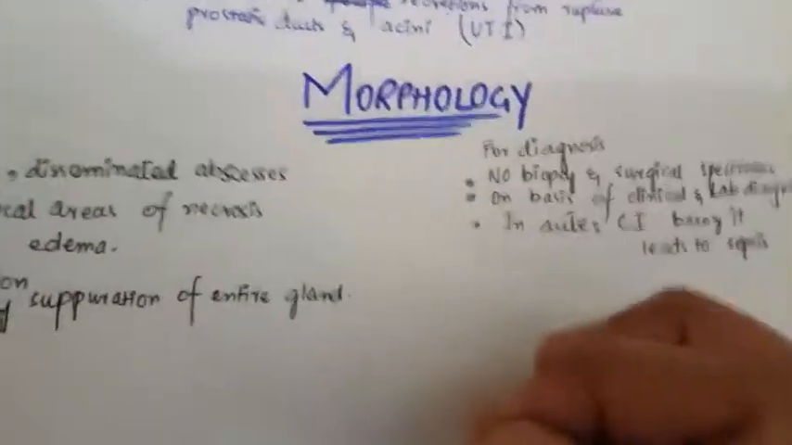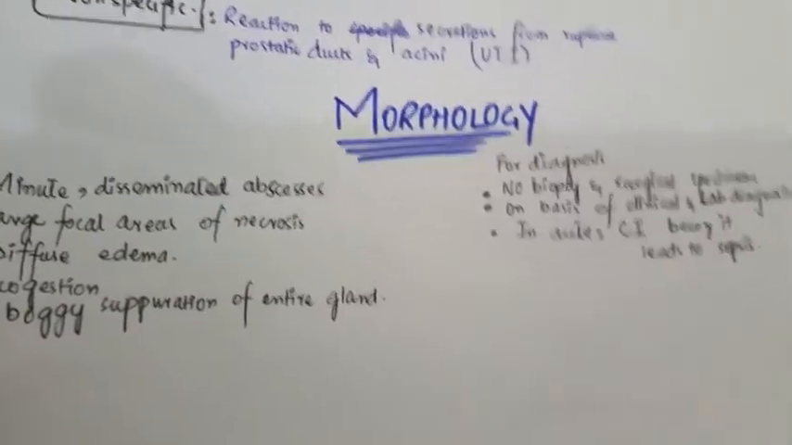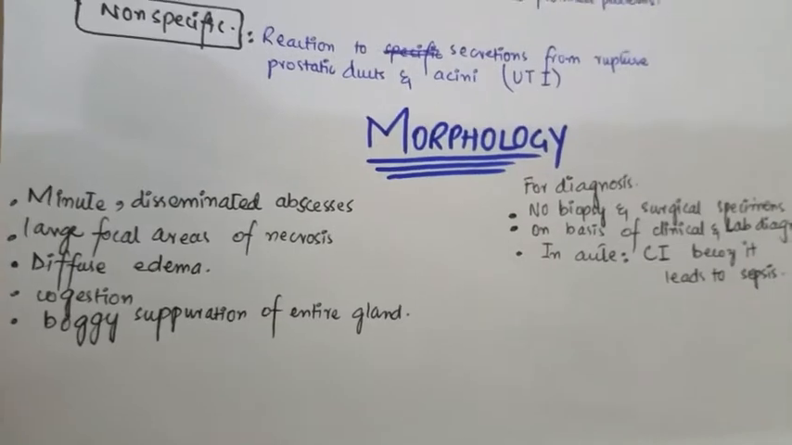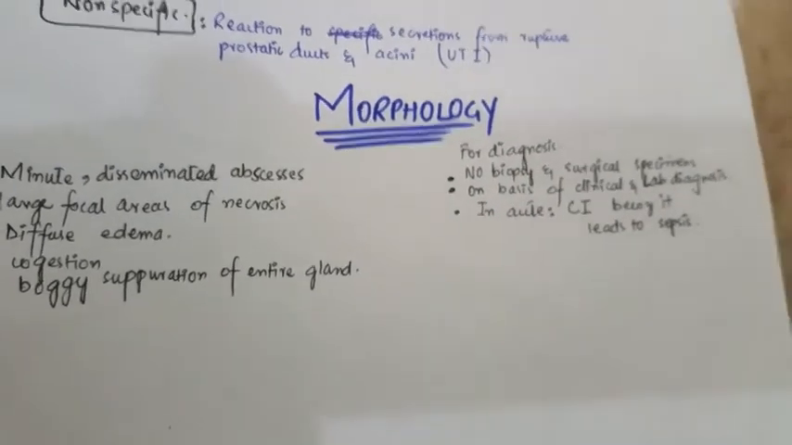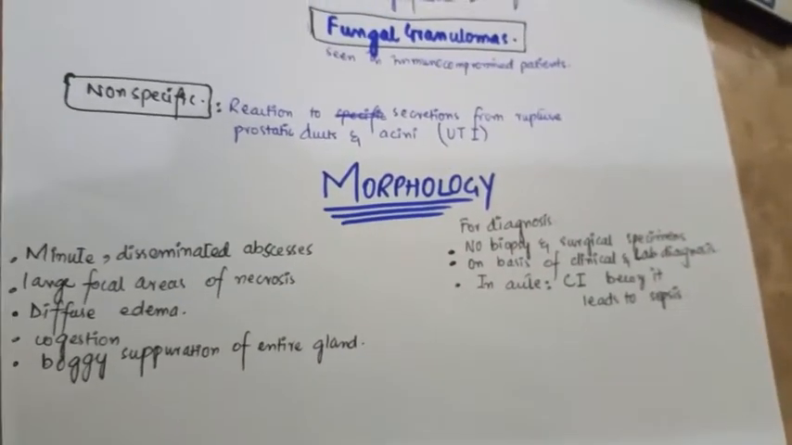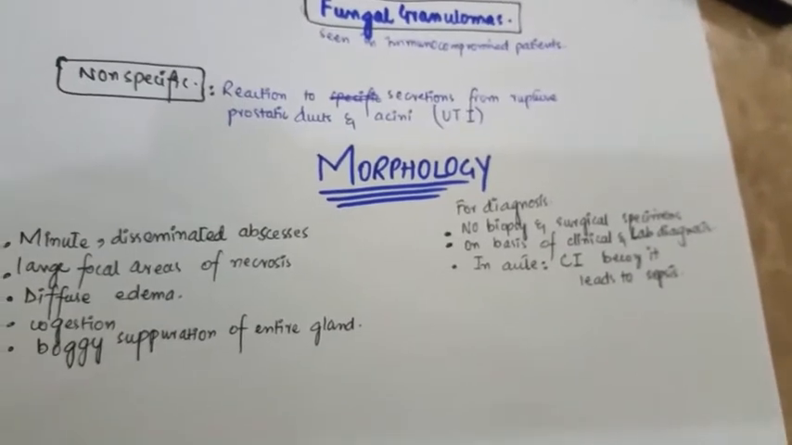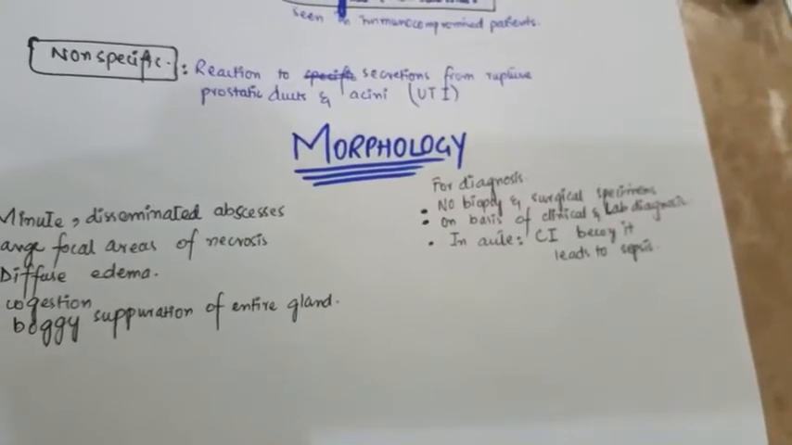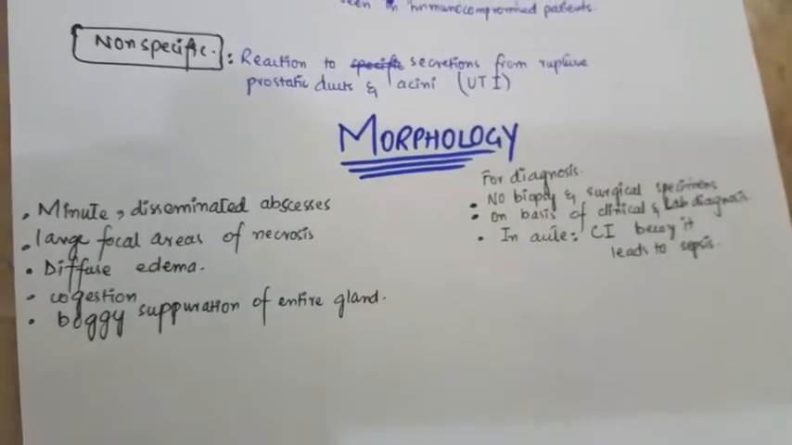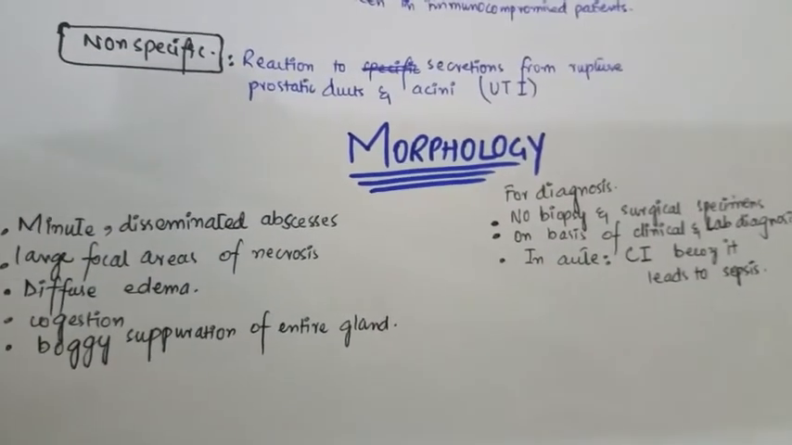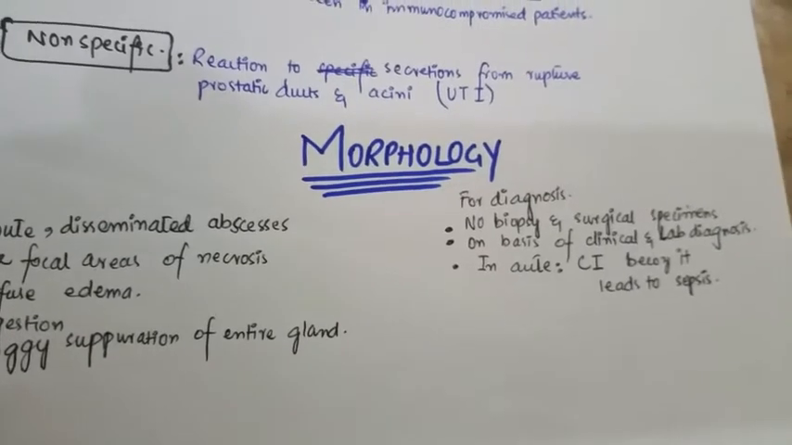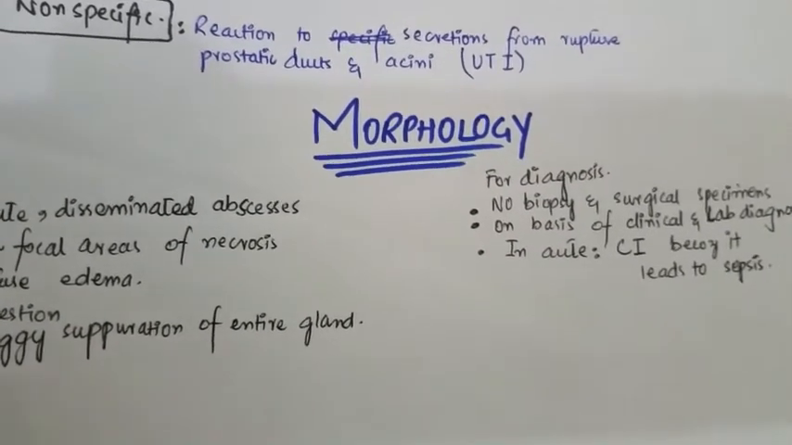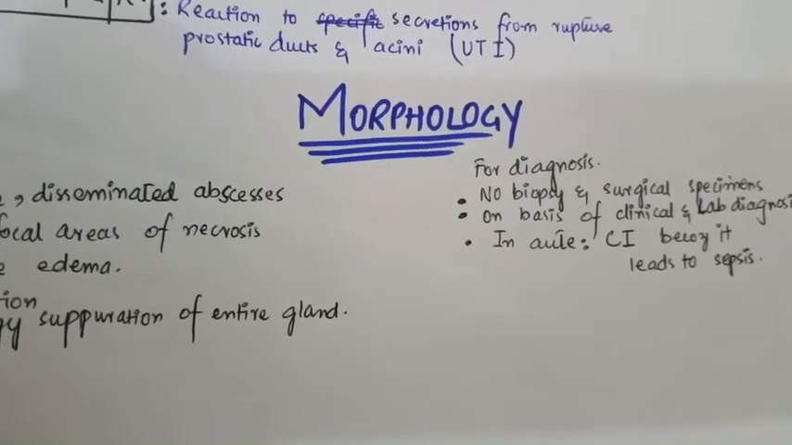Now come to the morphology. Its morphology is very easy because most of the causes are bacterial. So we will see abscesses, minute disseminated abscesses, large focal areas of necrosis, diffuse edema. Means we will see all the features of inflammation, congestion, and boggy suppuration of the entire gland. For the diagnosis, no biopsy or surgical specimens are needed. Diagnosis is purely made on clinical and laboratory findings.